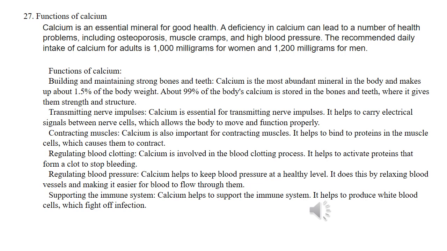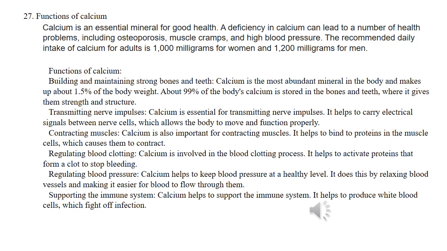Functions of calcium. Building and maintaining strong bones and teeth. Calcium is the most abundant mineral in the body and makes up about 1.5% of the body weight. About 99% of the body's calcium is stored in the bones and teeth, where it gives them strength and structure. Transmitting nerve impulses. Calcium is essential for transmitting nerve impulses. It helps to carry electrical signals between nerve cells, which allows the body to move and function properly.